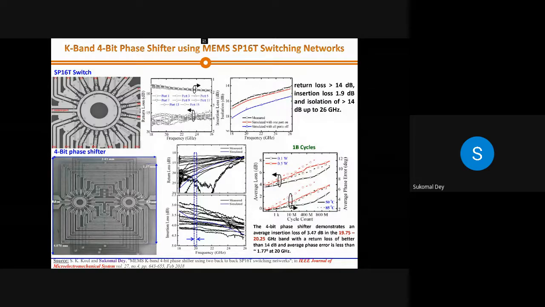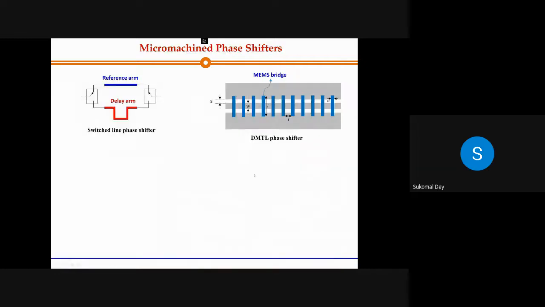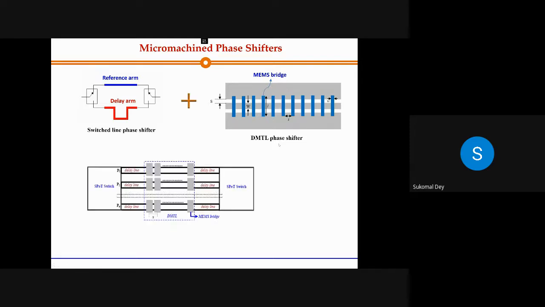So it means that there are total 32 control elements. So now how to reduce these control elements? Again, how to reduce the control elements without compromising the microwave performance and targeting a reliability up to 1 billion cycles? So now we thought that yes, we worked on the switch line phase shifters, we worked on the DMTL phase shifters. What if I connect them together?